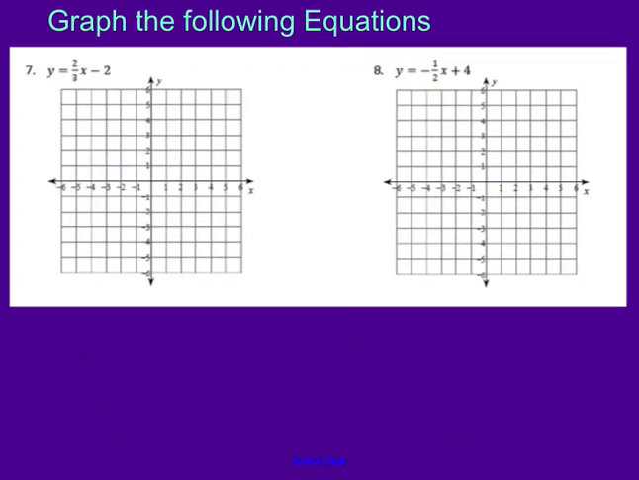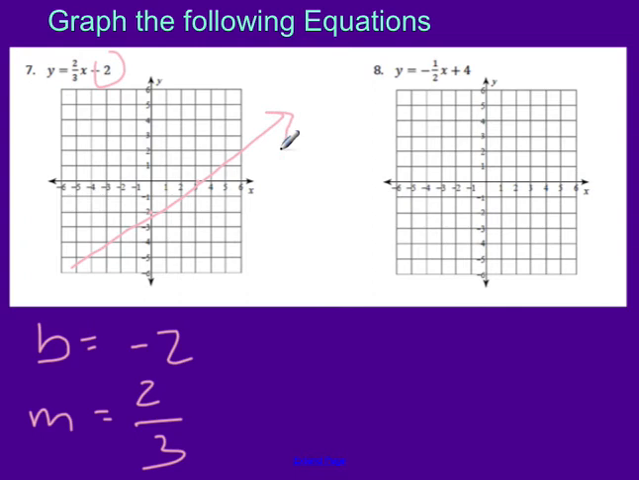Now, let's take a look at number 7. So for number 7, my b, or my y-intercept, is negative 2 because that's the number that's being added on there. My slope is going to be 2/3, which means I'm going up 2 over 3. So I'm crossing the y-axis at negative 2. Right here is the y-axis, and I'm crossing at negative 2. So then from there, I'm going up 2 and over 1, 2, 3, and plotting that point there. Then I'm going to connect those 2 points to make a line, and oh my, it is pretty, okay?